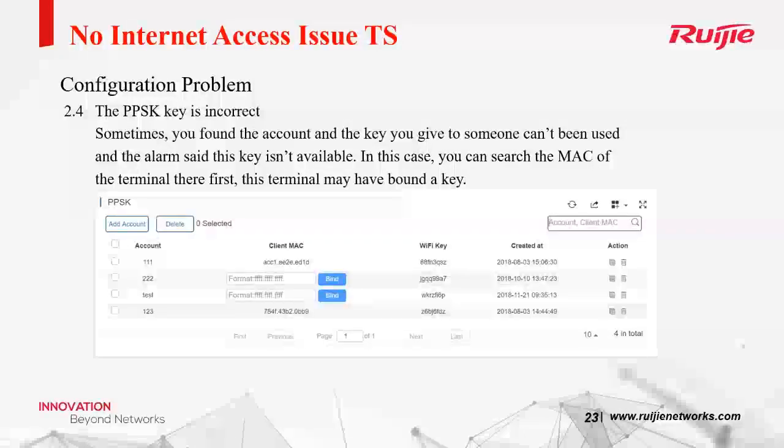If you use the PPSK function with SSID, sometimes you find the account and the key you give to someone can't be used, and the alarm said the key isn't available. In this case, you can search the MAC of the terminal there first, and the terminal may have found a key.